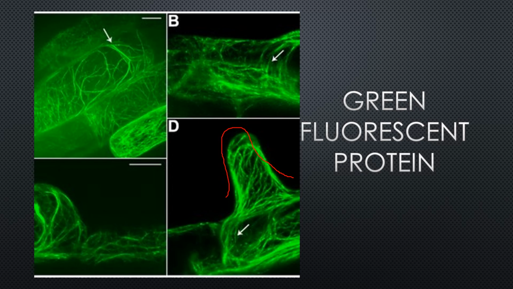And this can be done while the plant is still living. So as it grows these root hairs, we can watch how the cytoskeleton, particularly the actin, changes over time. And so it's a very useful tool for biologists to study organisms as they go throughout change. So genetic modifications can be used for that as well.